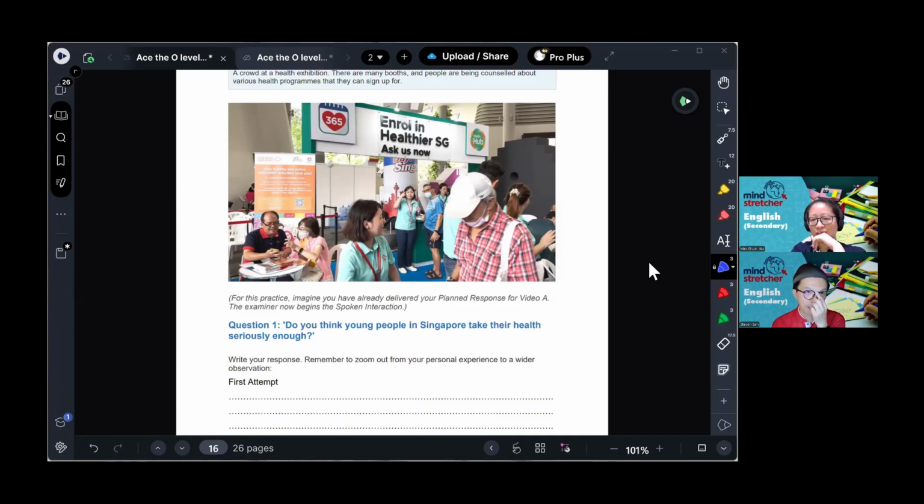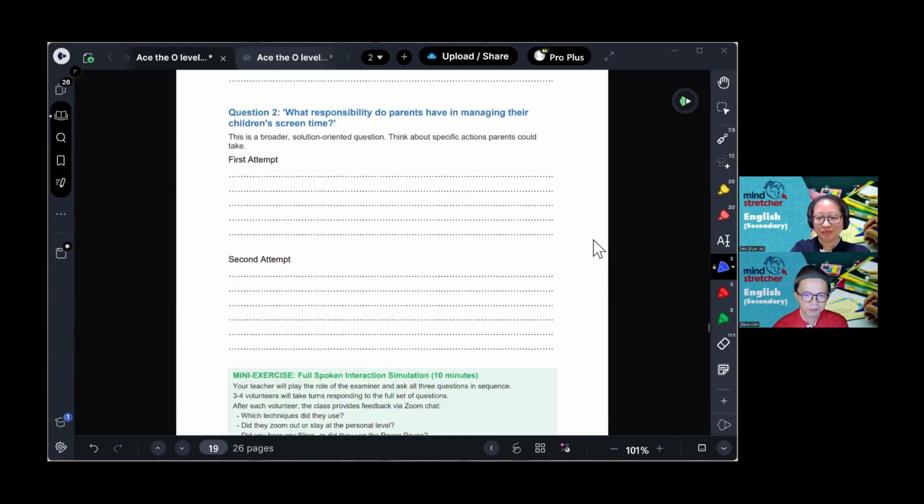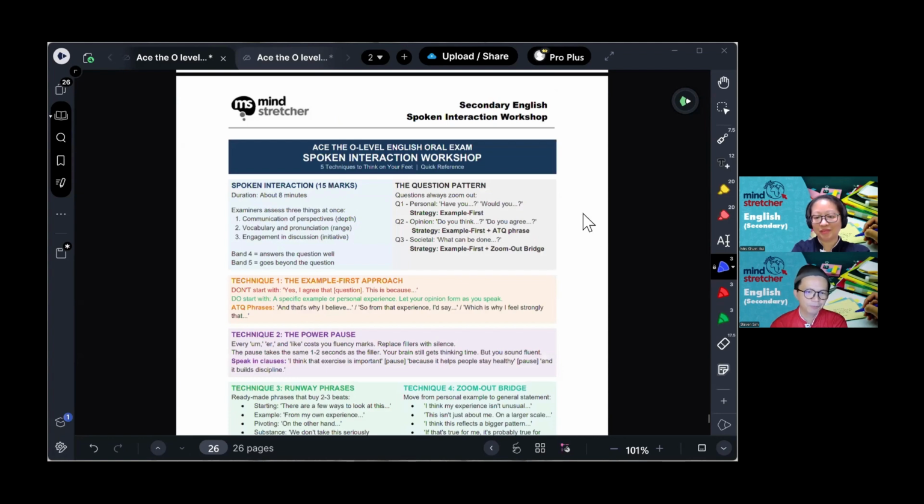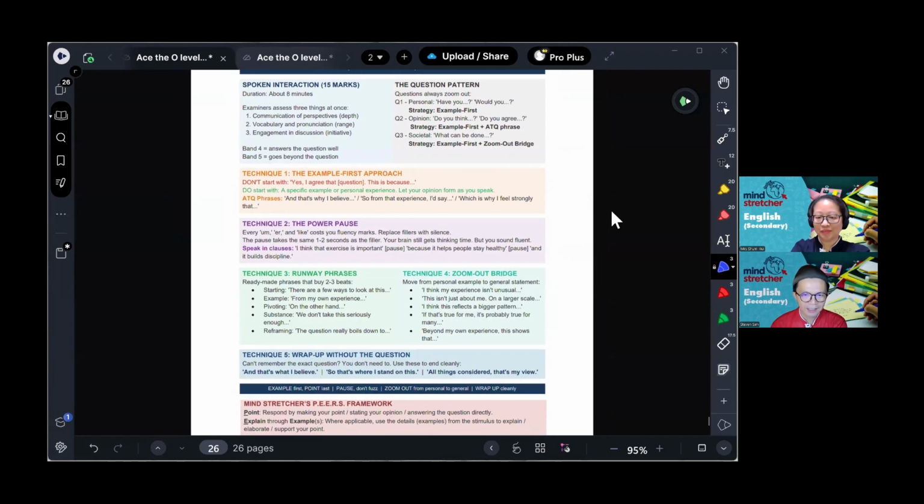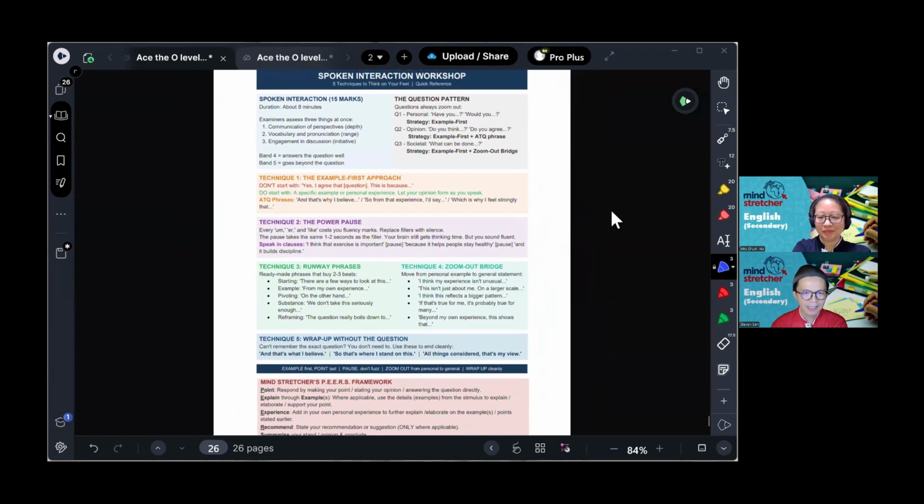Okay, so Chuan An typed in a very short answer, which is the comprehension style answer. Yes, no. Young people don't take their health seriously enough. So it needs to be more than that, right? So make use of the techniques. Do you know the techniques? The techniques which we shared with you today, they are all here on the last page.